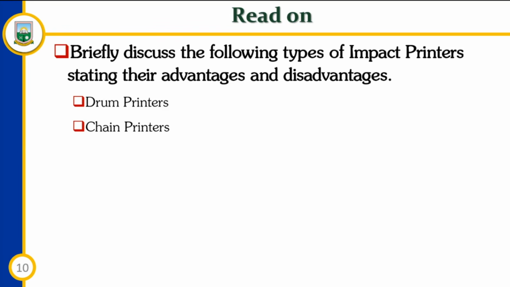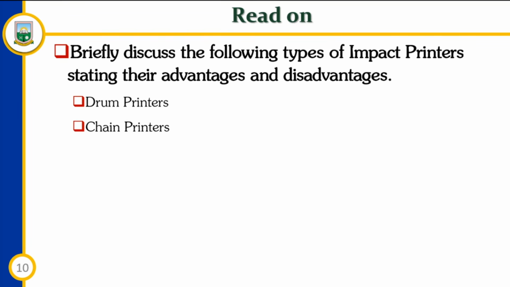So what I want you to do now is to read on the second type of impact printer under the line printers, which is the drum printer and the chain printer. I want you to state its advantages and also disadvantages. This is more of an assignment which I'm not going to collect, and I will entreat each and every one of you to at least read about these two types of impact printers.